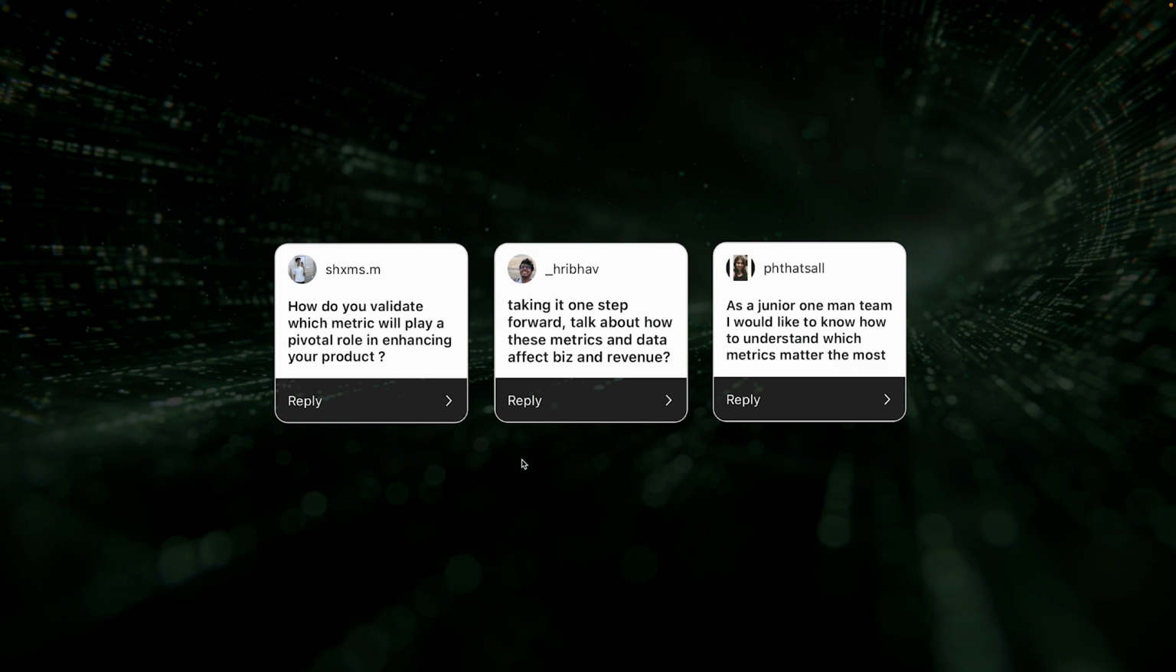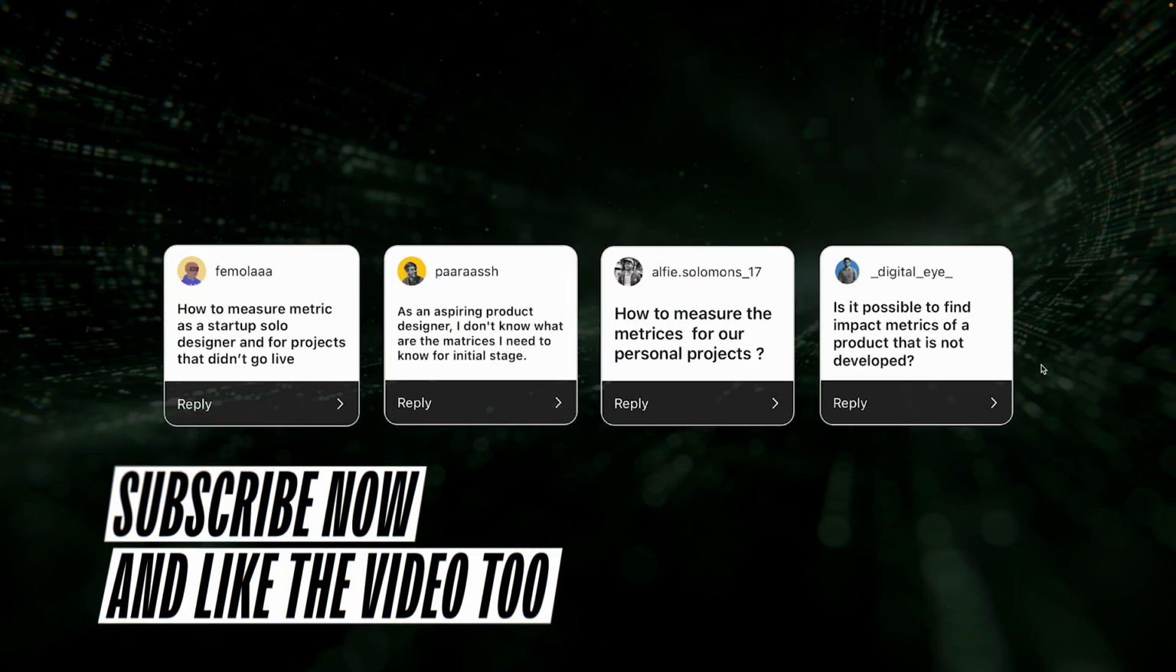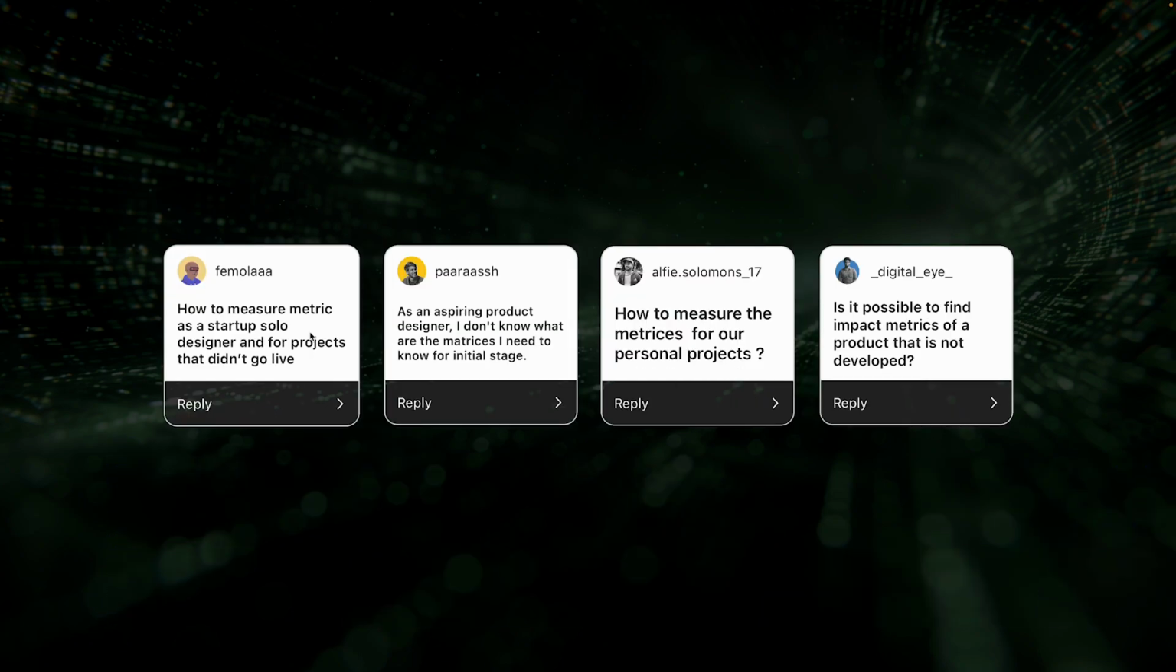So to start off, you can see some of the questions are very straightforward, which is how do you validate which metric plays a pivotal role in enhancing your product. Taking it one step forward, talk about how these metrics and data affect business and revenue. And then, as a junior one-man team, I would like to know how to understand which metrics matter the most. So this one is more about understanding how to define the metrics, what the metrics are, and basically the entire structure.